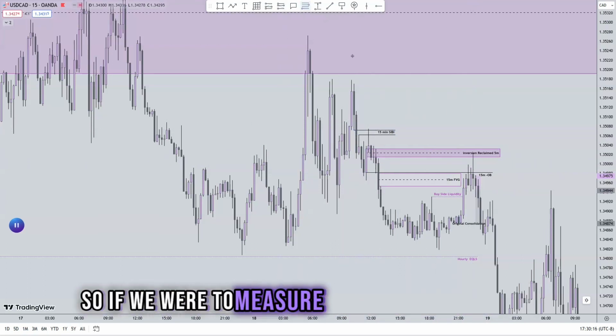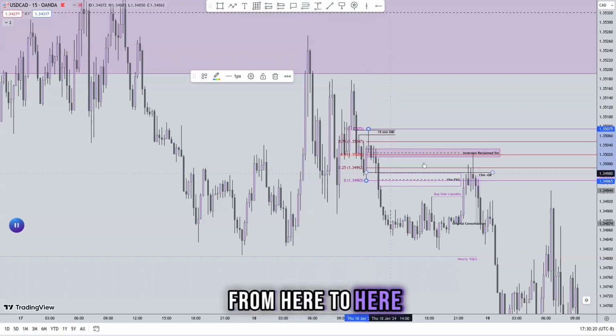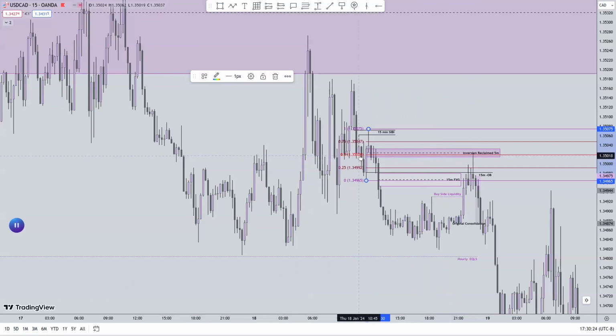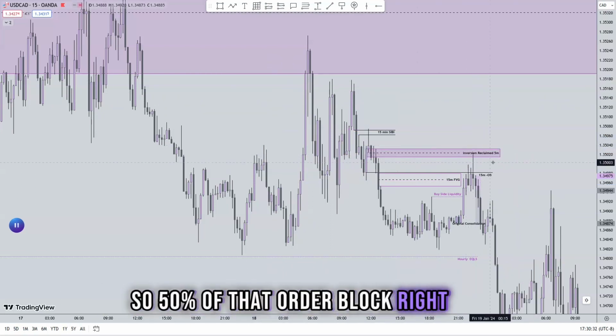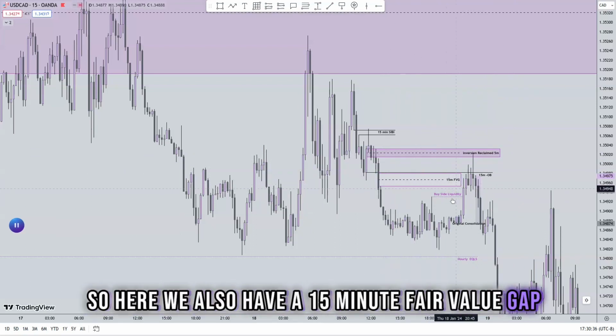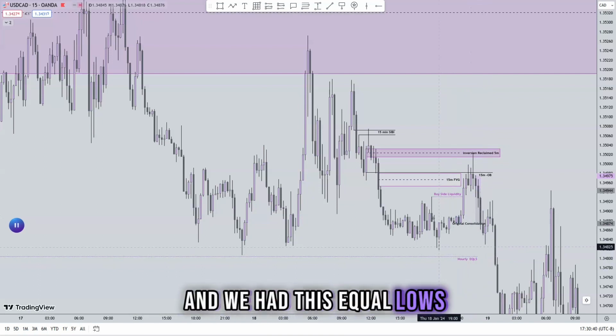So if we were to measure this whole order block from here to here, you can see price came right into the consequent encroachment. Or sorry, the mean threshold, because for an order block it would be the mean threshold. So 50% of that order block right here. So here we also have a 15-minute fair value gap. We are bearish, so we expected price to reverse anyways, and we had these equal lows.